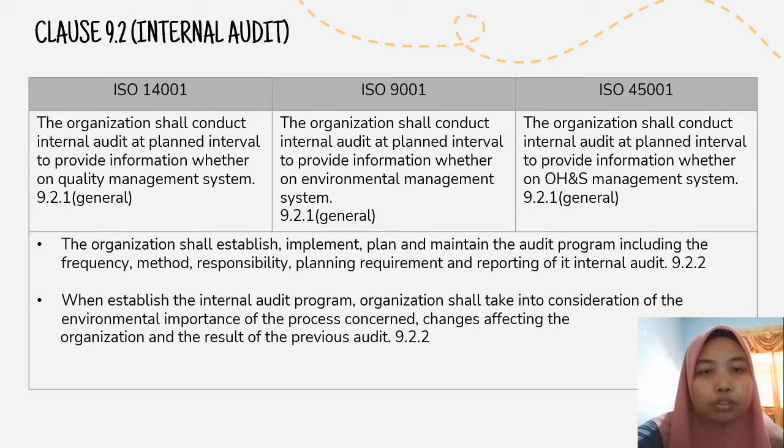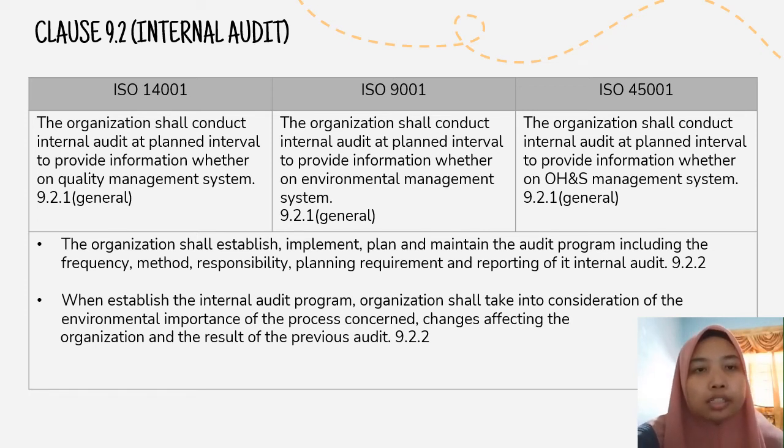For ISO 14001, the organization conducts the internal audit at planned intervals to provide information on the environmental management system, while for ISO 9001, they provide information on the quality management system, and for ISO 45001, they provide information on the OH&S management system. This is under 9.2.1, which is general.